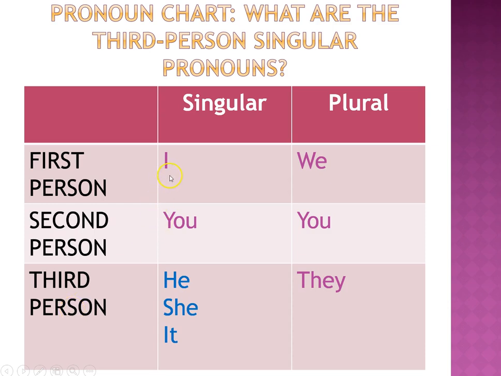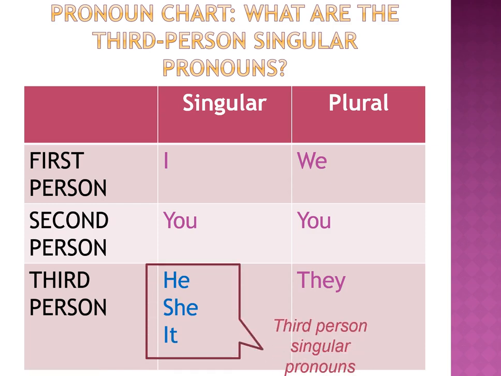So we have our first person singular pronoun I. We have our first person plural pronoun we. Second person is you for singular and plural. And then we have third person, he, she, and it for singular, and third person plural pronoun is they. These are all of the pronouns that can be used as subjects. So my first question is, what are the third person singular pronouns? Well, let's look at that square. Here they are. He, she, and it.